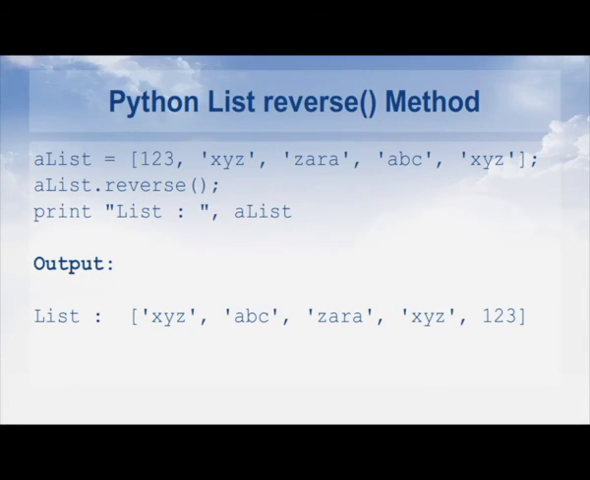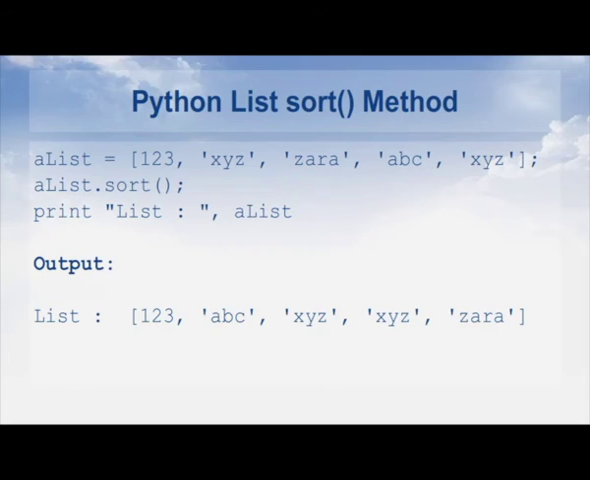Reverse method. The reverse method simply reverses the order of the elements which are there in the list. So, you know the A list already has the elements in this order. First comes 1, 2, 3, second is XYZ, third is Zara, fourth is ABC and fifth is again XYZ. Now, when I say A list dot reverse, then what happens? The list is reversed from right to left. Now XYZ, which is the last element, becomes the first element, the ABC which was the last but one now becomes the second element, and so on, and the first element 1, 2, 3 goes to the last. So, this is the function of the reverse method.